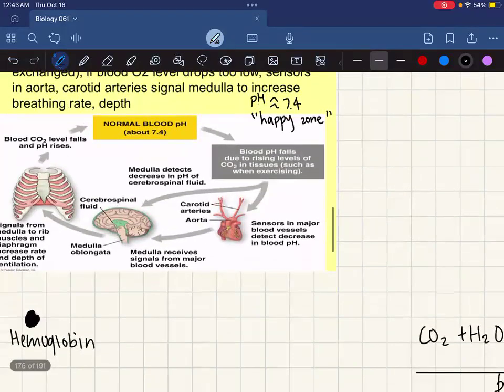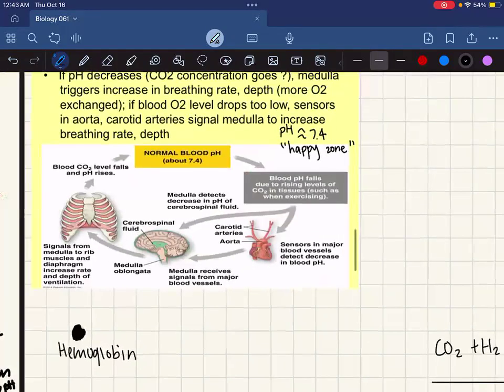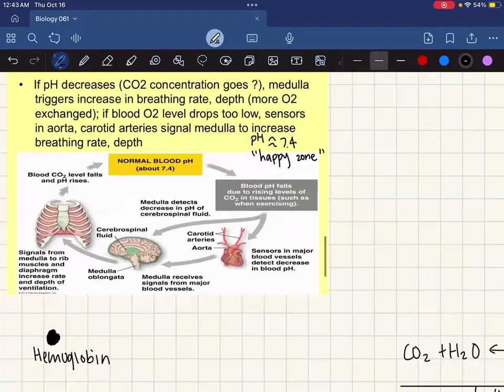Another pathway that senses a decrease in blood pH is right over here, where we have sensors in our aorta, right over here in our heart. Because we have red blood cells there and the flow of blood, we're able to detect if the oxygen level drops too low. Then the carotid arteries right here above the aorta signal the medulla to increase the breathing rate and the depth of breathing.